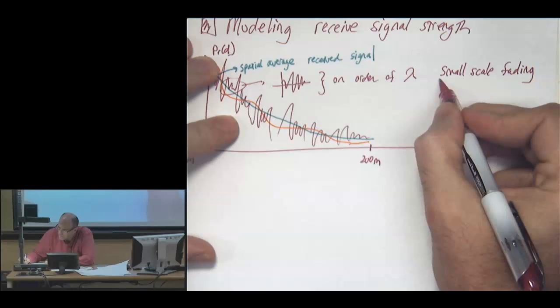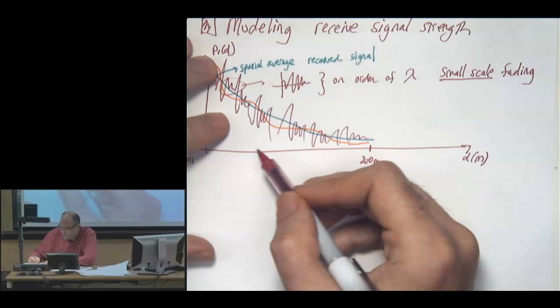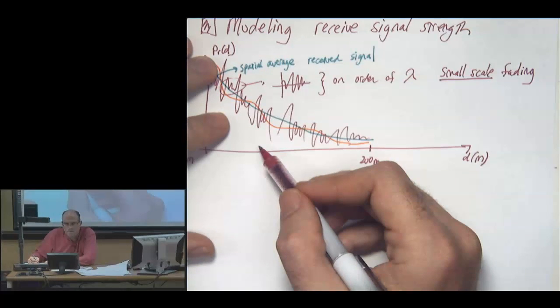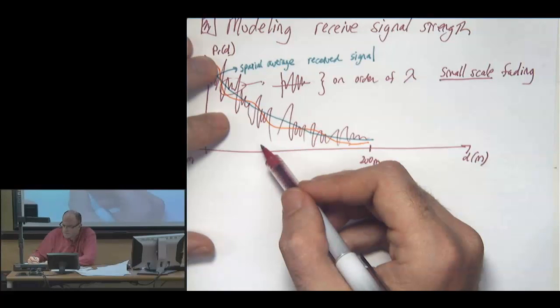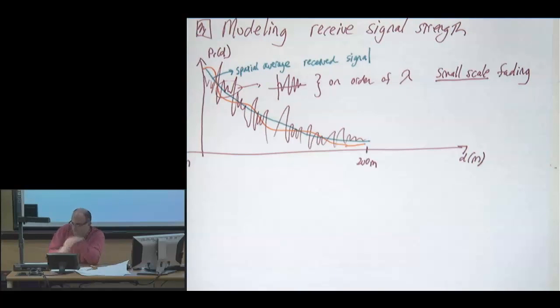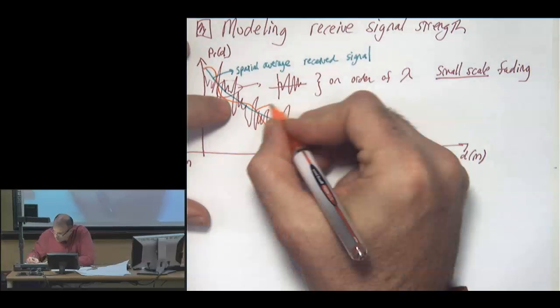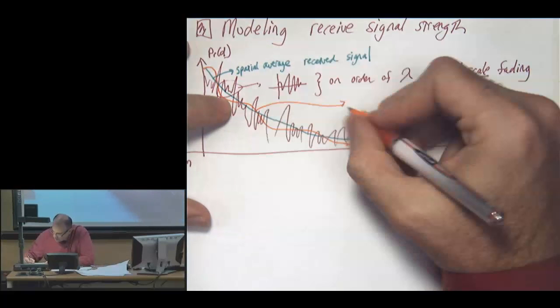And it's called small-scale because it's on the order of a wavelength. And it's called fading because, I don't know, where does fade come from? Used for a long time in audio. Essentially a place where it's attenuated. And then this characterization of this orange curve, and to a lesser extent the green curve, we're going to refer to as large-scale fading.